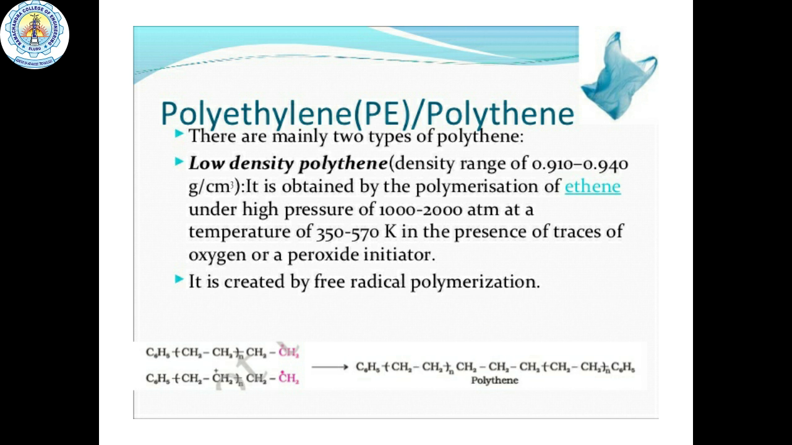It is obtained by the polymerization of ethene under high pressure. That pressure is 1000 to 2000 atmospheric pressure and temperature is 350 to 570 K, in the presence of traces of oxygen or a peroxide initiator. It is formed by free radical polymerization. And this is a reaction where ethene molecules are combined with each other at high pressure, that means 1000 to 2000 atmospheric pressure, and temperature is 350 to 570 K in the presence of a peroxide initiator. Let us see the polythene formation.